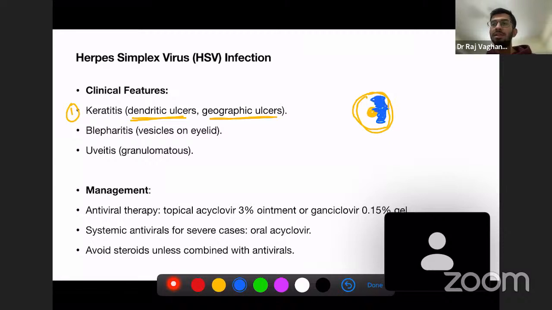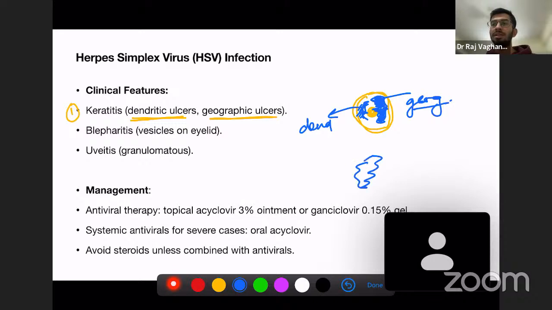This is geographical. Geographical means like some kind of geographical map, like this. And dendrites: if you have seen any axon, an axon is like this, and dendrites are like this. So a dendritic ulcer is like this, like dendrites. So as a part of keratitis, you can have a dendritic ulcer or a geographic ulcer.